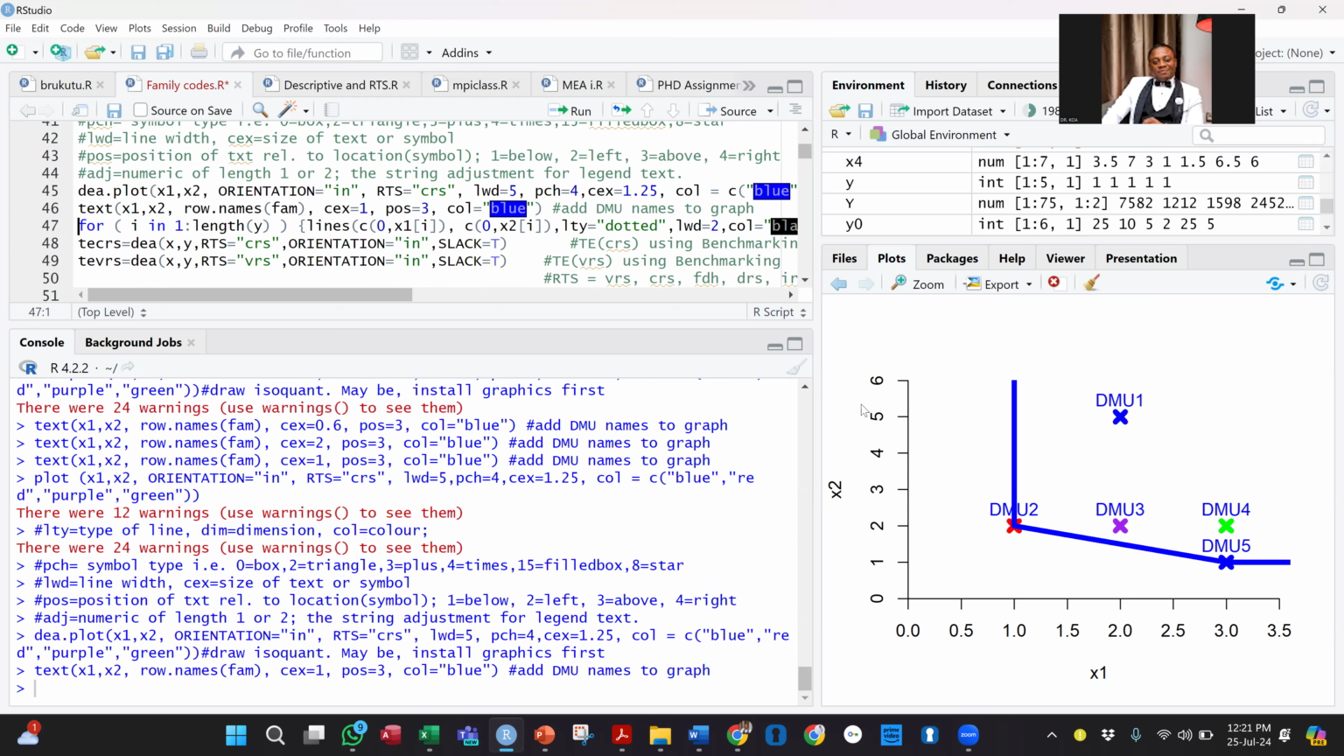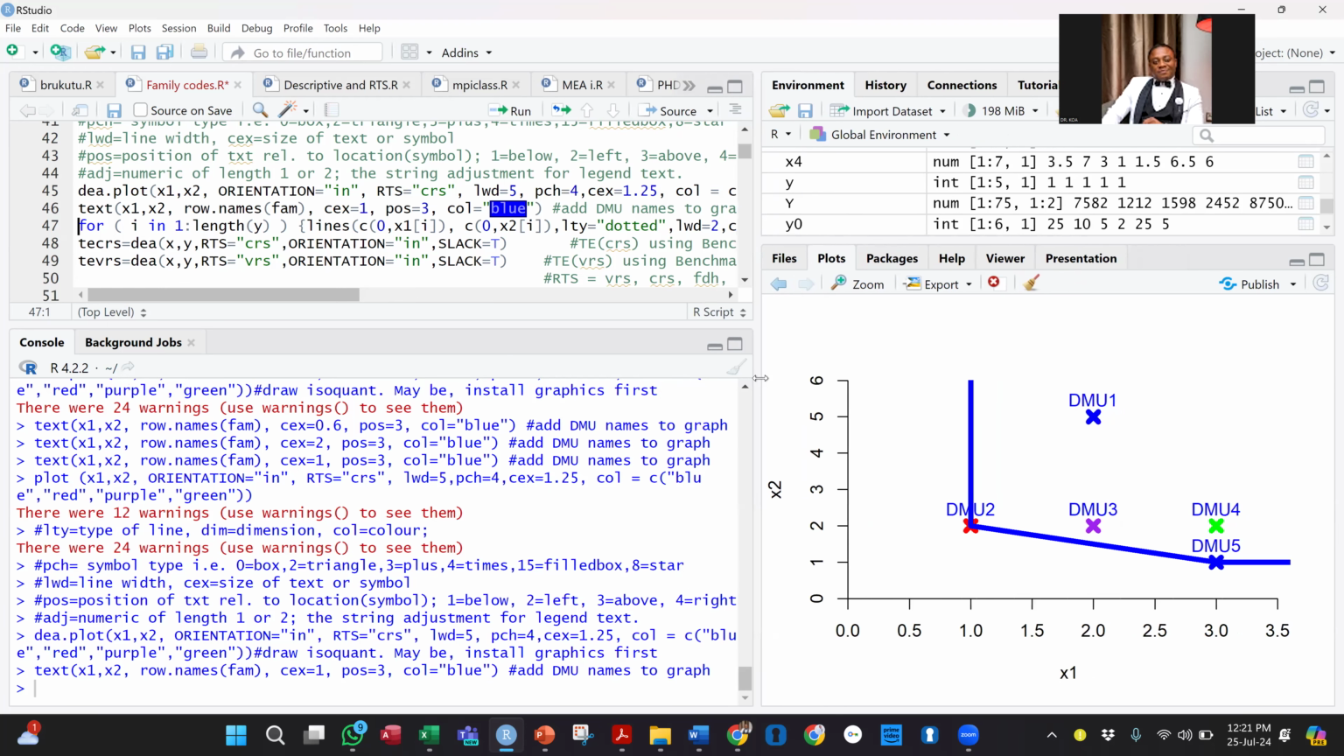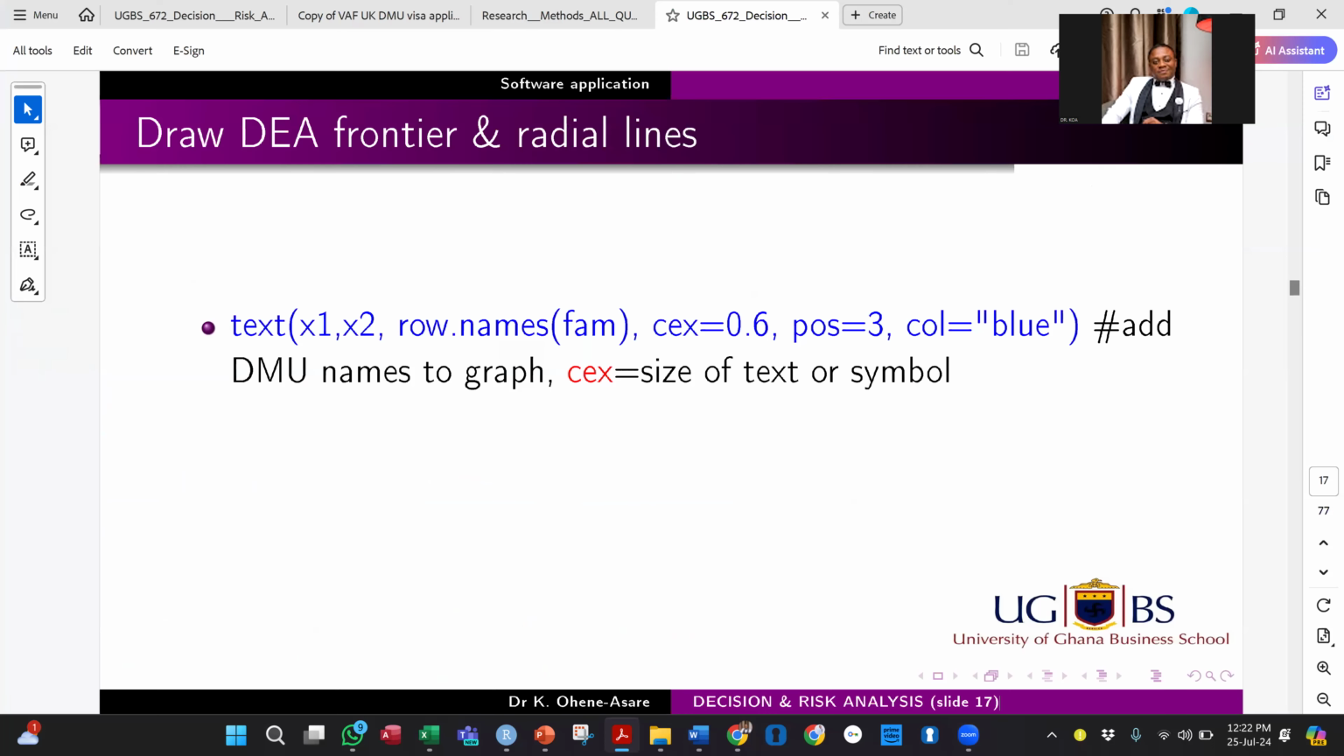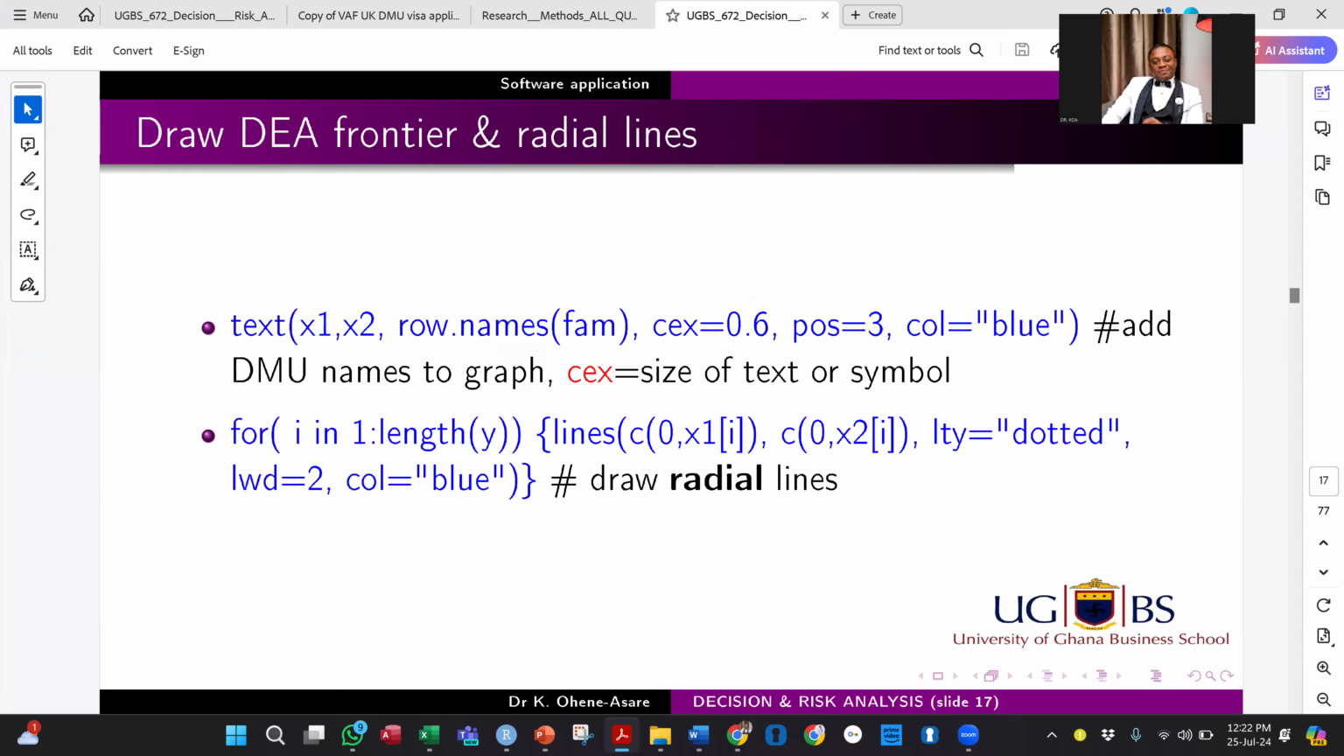So as you can see, we have labeled the DMU. I lost it. Isoquant. Isaac, do you have an isoquant? Okay, so we go to the next thing. You can see that we have the isoquant, and then we have the text. In case you haven't done the text, you go to this command and do the text too.